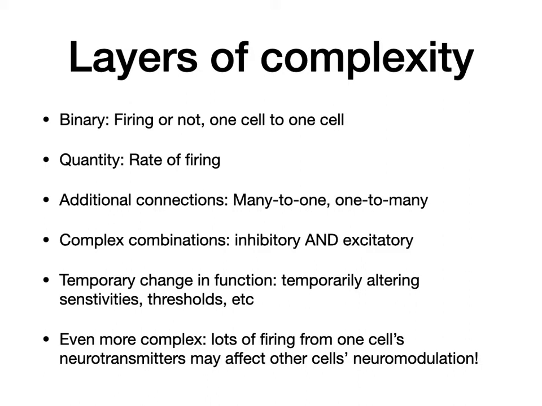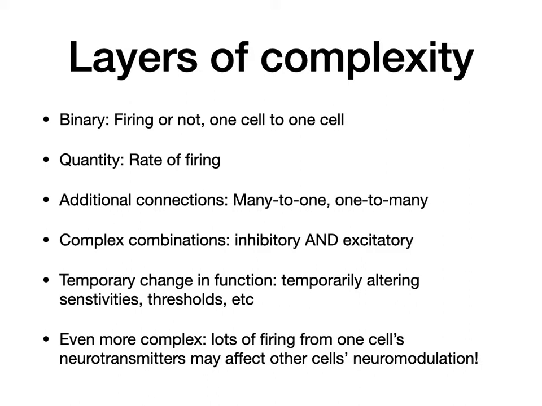So we've added the idea of quantity. How fast is the firing rate of this cell? That's able to be represented here. The idea of many-to-one and one-to-many connections makes it so that these cells can be connected in a lot of ways that aren't just straightforward, especially when you add the idea that there are inhibitory and excitatory connections between every given cell. So you can combine cells to do all kinds of crazy stuff, like neural network modeling.